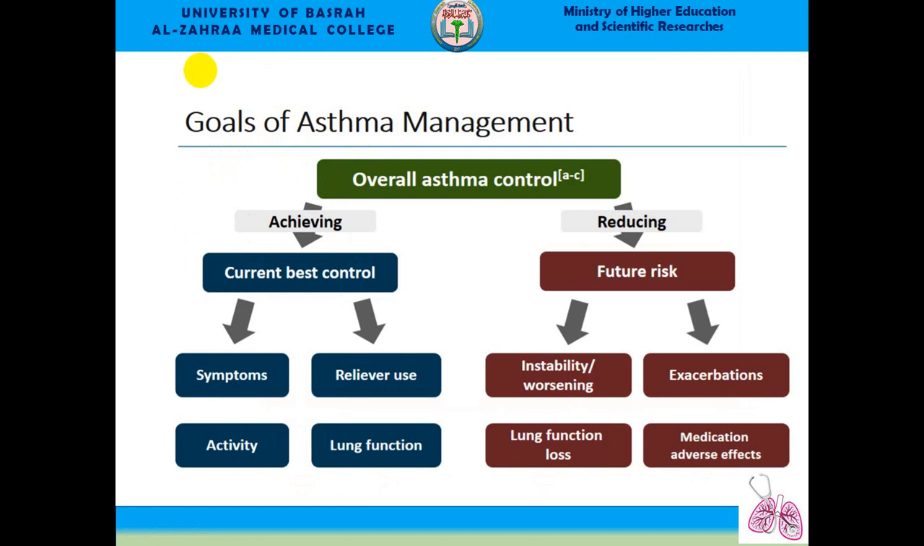Now we will talk about the management of asthma. Overall, our goals for management of asthma, we can divide into two things. First of all, we need to achieve current control. We need to control the current asthmatic attack by controlling the symptoms, by using the reliever or the inhalers, and to improve the activity of the patient, and to improve the lung function. And the second aim is to reduce the future risk of getting an asthmatic attack by controlling the instability and the worsening, by reducing the exacerbations of the attacks, by reducing the lung function loss, and by reducing the medication adverse effects.